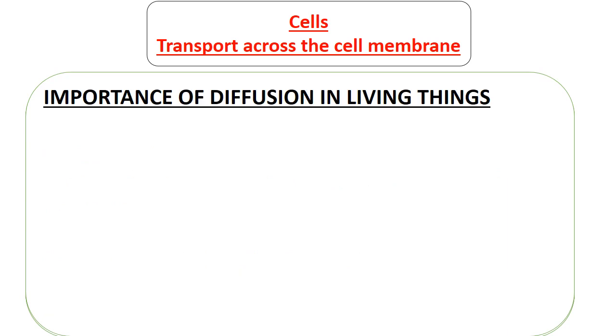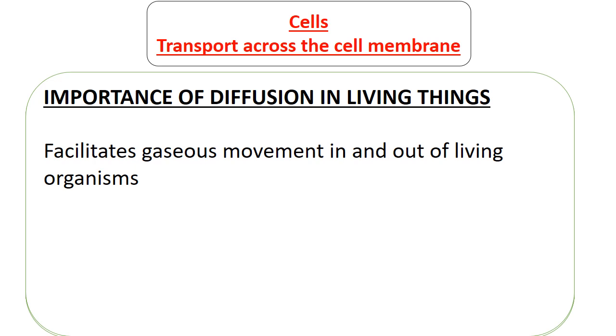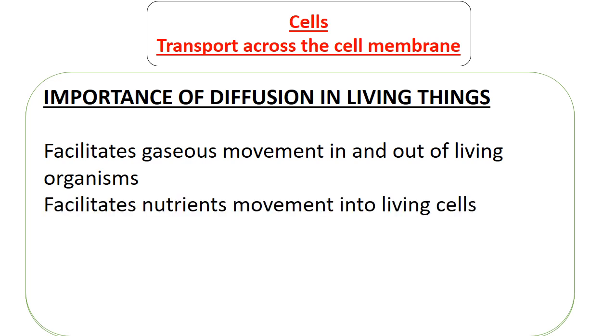What is the importance of diffusion in living things? So how does diffusion of molecules across the cell membrane help in living things? The first is it facilitates gaseous movement in and out of living organisms. For the process of breathing to occur in animals or respiration in plants, there is diffusion involved for the gases to move inside and outside the cells.